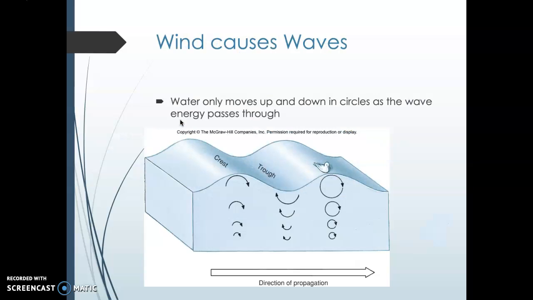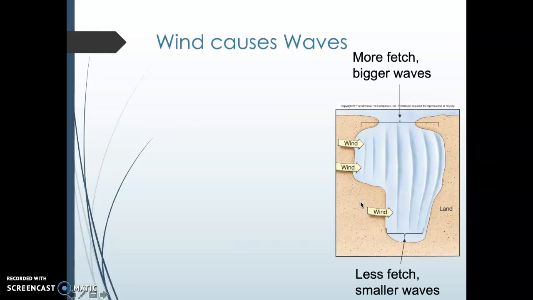Instead, the particles of water are moving vertically, and they're actually moving in little circles, and that's what creates that wave-like pattern on the surface of the water. So water is moving up and down in these circles, and that's what creates that bobbing effect. The energy is what's moving through the water.